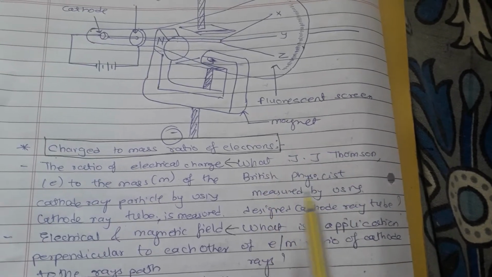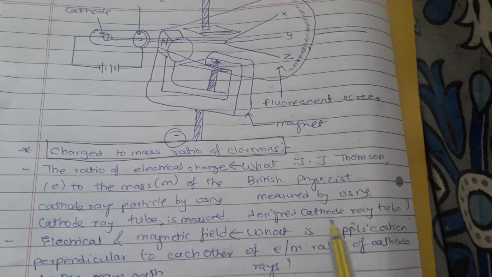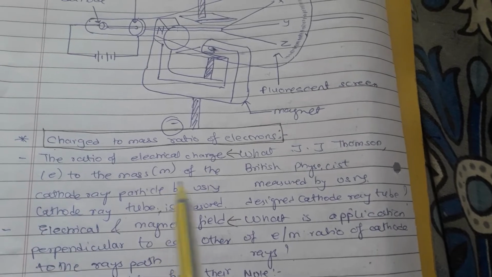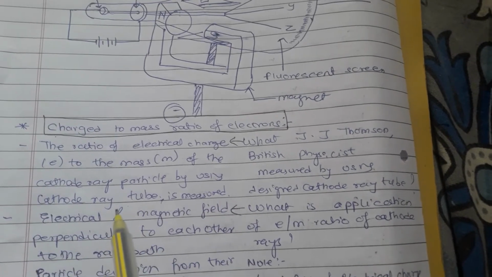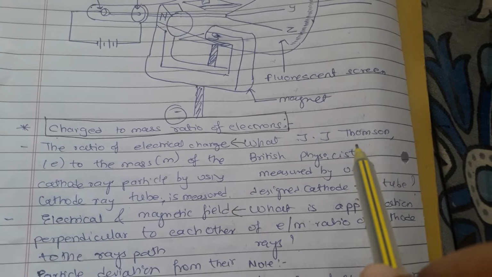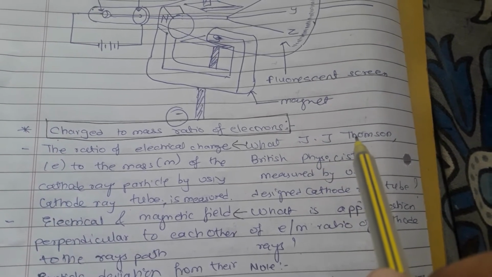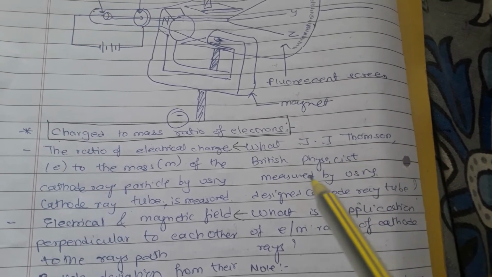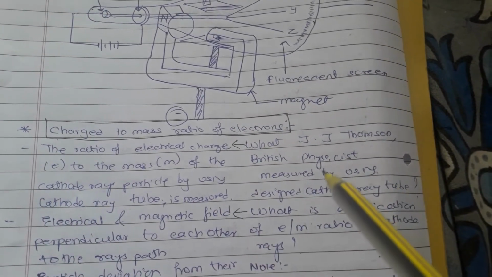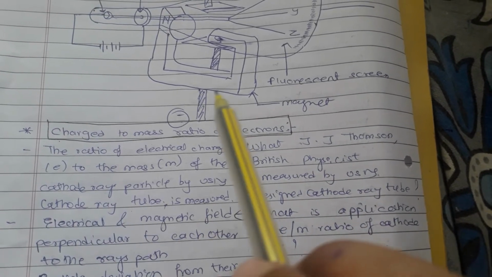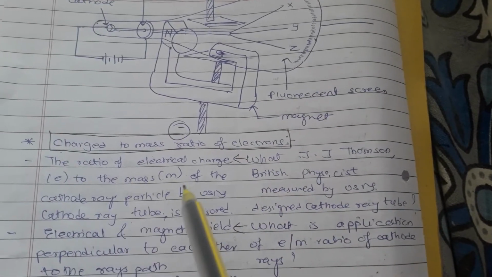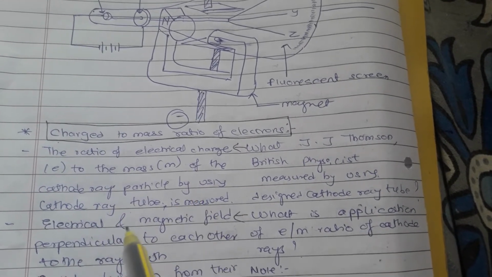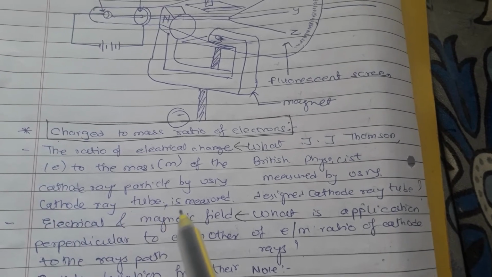J.J. Thomson, a British physicist, used a designed cathode ray tube to measure the ratio of electrical charge to the mass of the cathode ray particle. He is the same scientist who designed the discharge tube experiment, studied cathode rays from that experiment, and discovered the electron. He designed this to determine the charge to mass ratio of the cathode ray particle using a cathode ray tube.